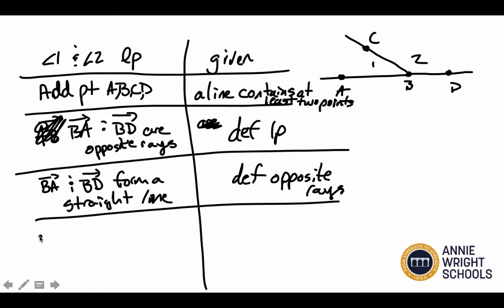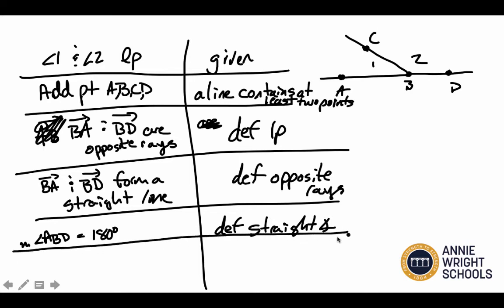The next thing I can say is that angle ABD, the measure of that angle is 180 degrees. And that's definition of a straight angle. Our book defines a straight angle, which I disagree with, but they do, and they say it has a measure of 180 degrees. That's the definition. So now we have a straight line, we know it's 180 degrees.